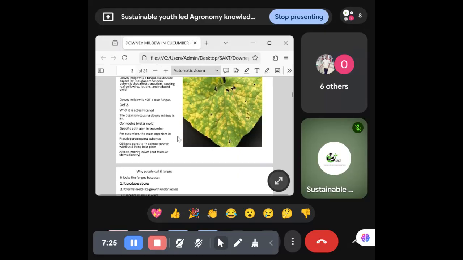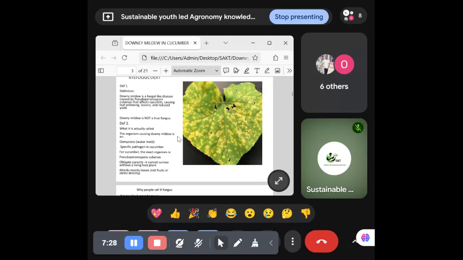The second definition we have on our slide is that the organism that spreads this disease is, like I said before, not a fungus. It's not a fungal disease. We call it oomycetes, like a water mold.